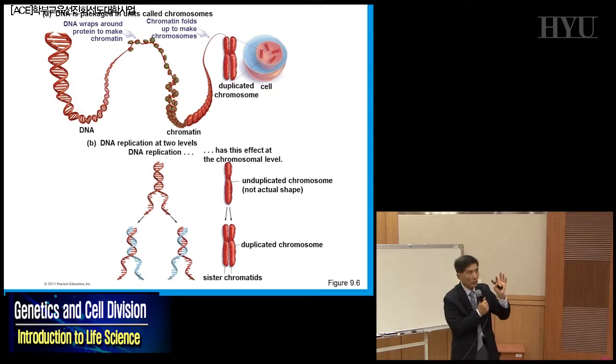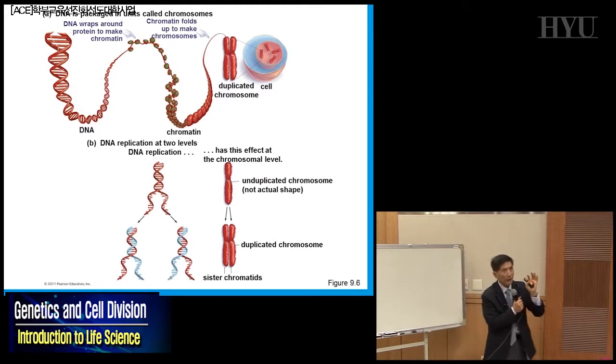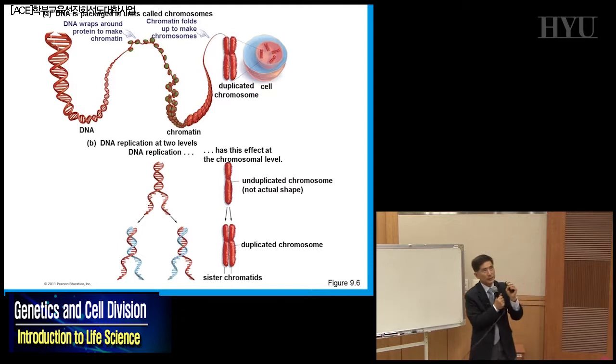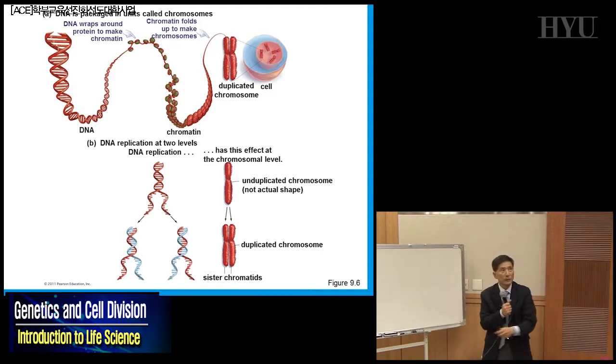So before the cell divides, what do you have to do? You have to make an exact copy of it. What do we call it? DNA duplication or replication would be a good one. DNA replication. If you figure it in a chromosome, from here it becomes like this. You make one more identical strand of it. But it says unduplicated chromosome, not actual shape. What does that mean? Not actual shape.